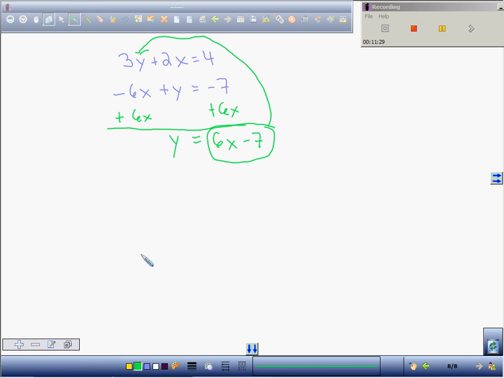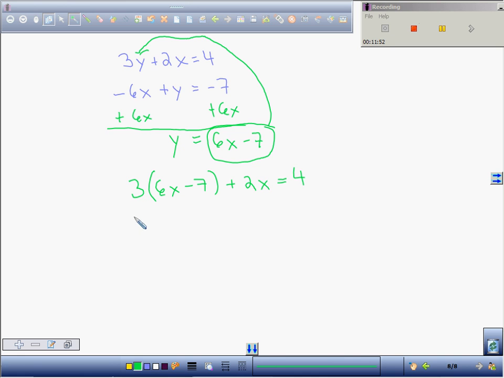See that? Now this gets a little tricky because you have to distribute first. I'm plugging in for y, so I'm plugging in 3 times the quantity 6x minus 7, plus 2x equals 4. Do you guys understand where I got that from? Okay. So now I distribute.